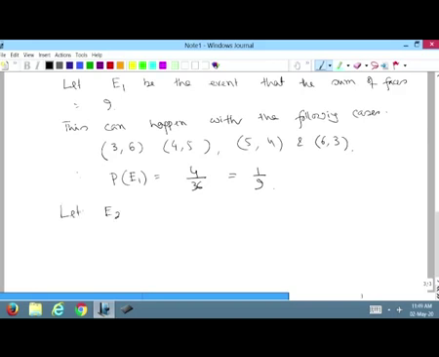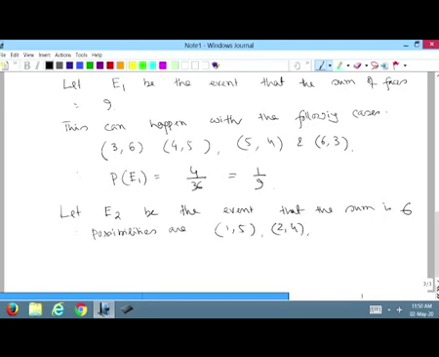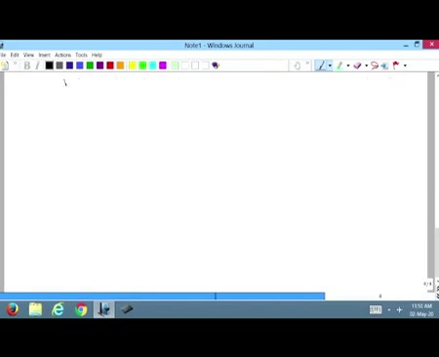Let E2 be the event that the sum is 6. Therefore, possibilities are 1, 5, 2, 4, 3, 3, 4, 2 and 5, 1, and therefore, probability of E2 is equal to 5 upon 36.